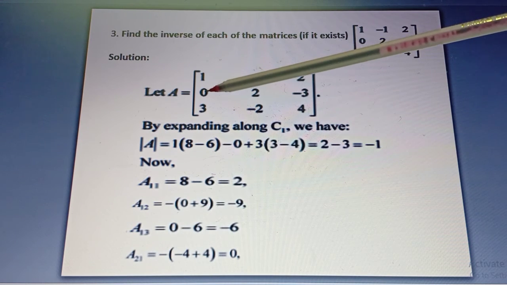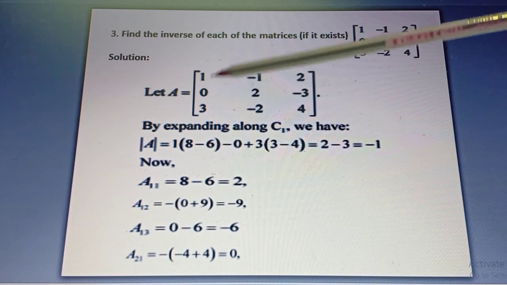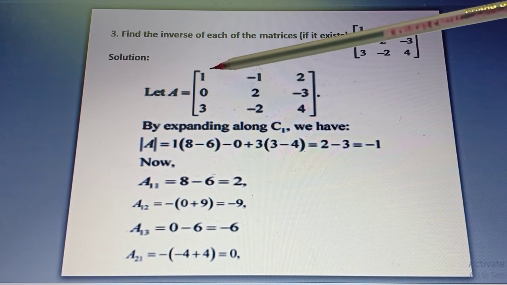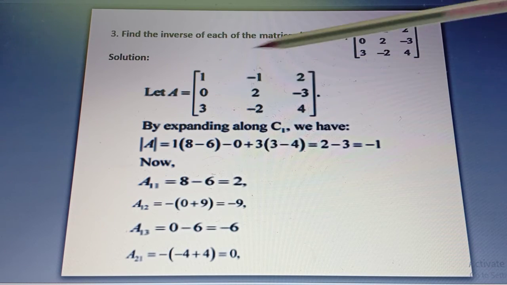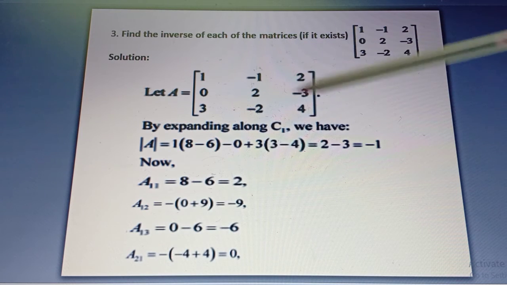A21, here the sign is minus, so minus. Corresponding column, corresponding row. 8 minus this one, so leave the corresponding row and corresponding column. So 4 minus 6, sorry, 4.